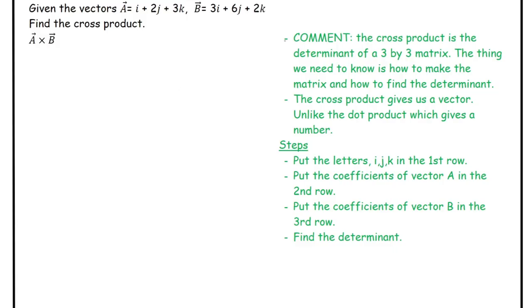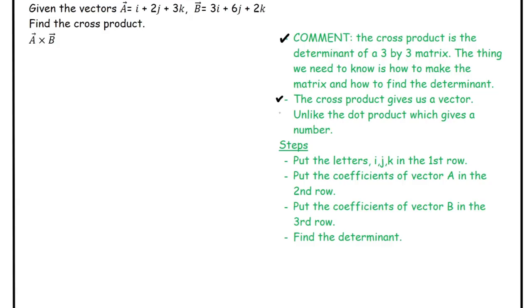Comment 1. The cross product is the determinant of a 3 by 3 matrix. The thing we need to know is how to make the matrix and how to find the determinant. Those are the two questions: how to make the matrix and how to find the determinant.